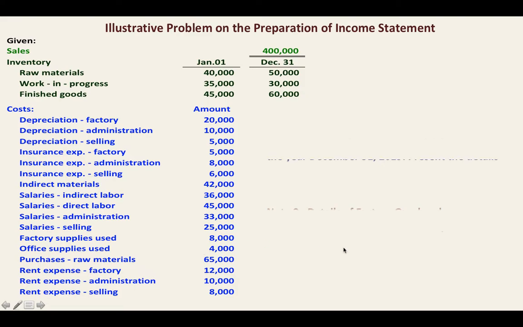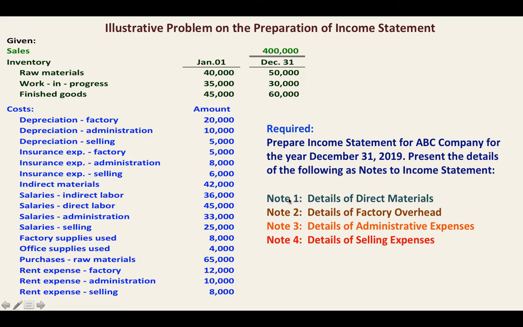Okay, and the requirement for this particular problem is this. Prepare income statement for ABC Company for the year December 31, 2019. Present the details of the following as notes to income statement.